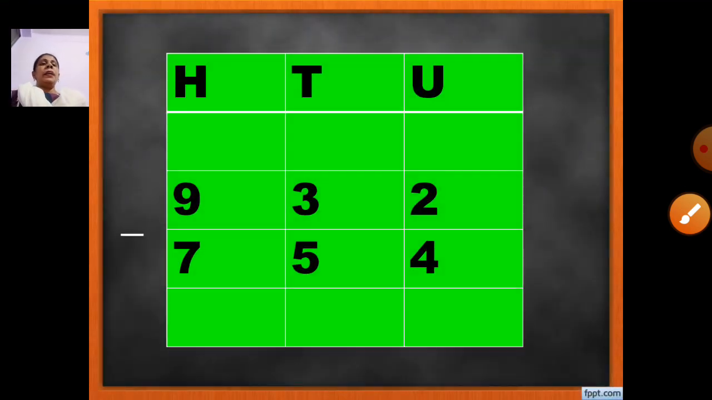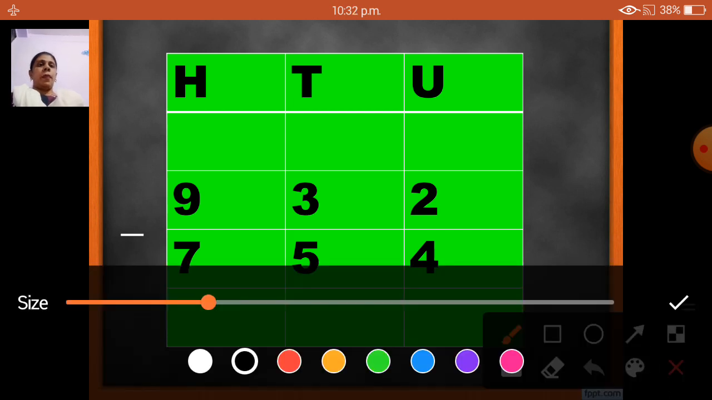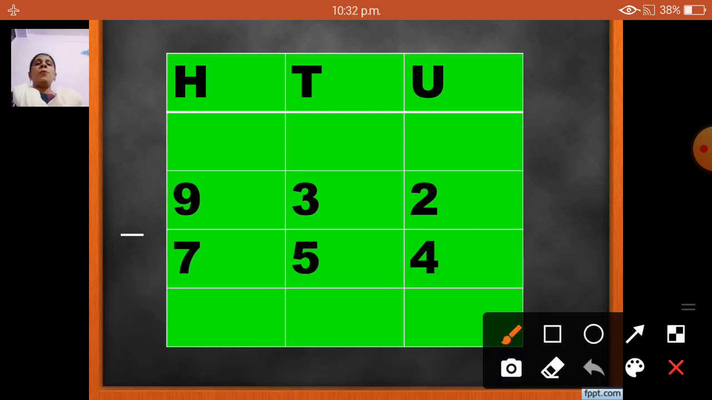Next sum, 932 minus 754. The numbers are arranged according to their place values, that is HTU. Now let us subtract units with units, tens with tens and hundreds with hundreds. Okay, so 2 minus 4. 2 is a smaller number, so it is not possible to subtract 2 minus 4.